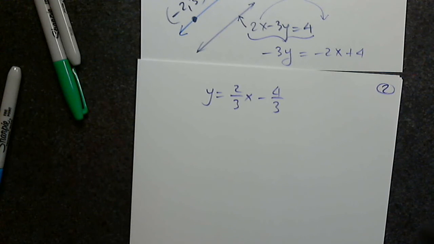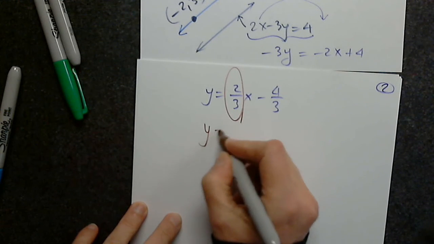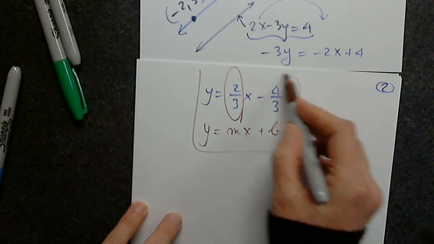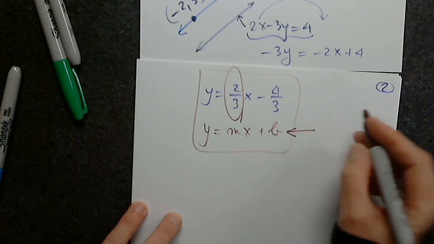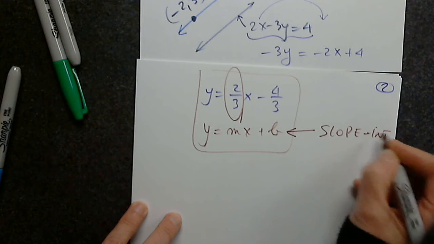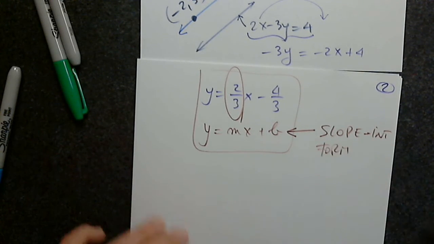Then, first of all, why did we do that? Parallel lines have the same slope. Now we are able to compare these two equations. This is the slope-intercept form of the equation of a line. So now, only now, I can read or identify the slope.